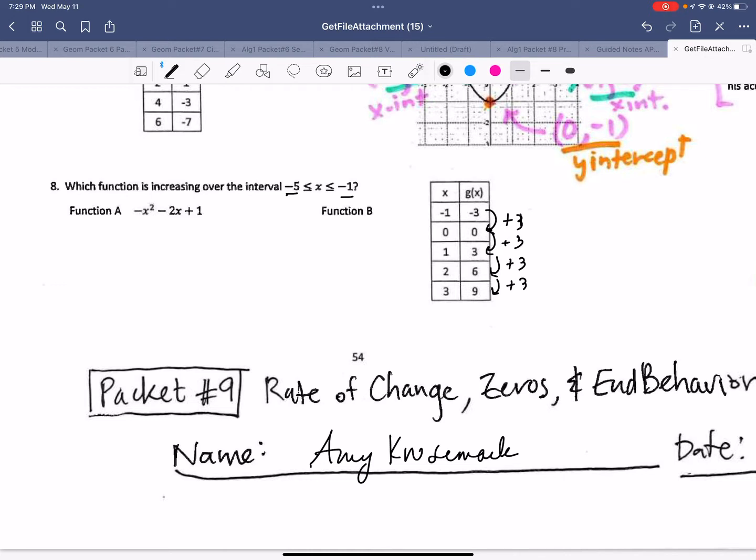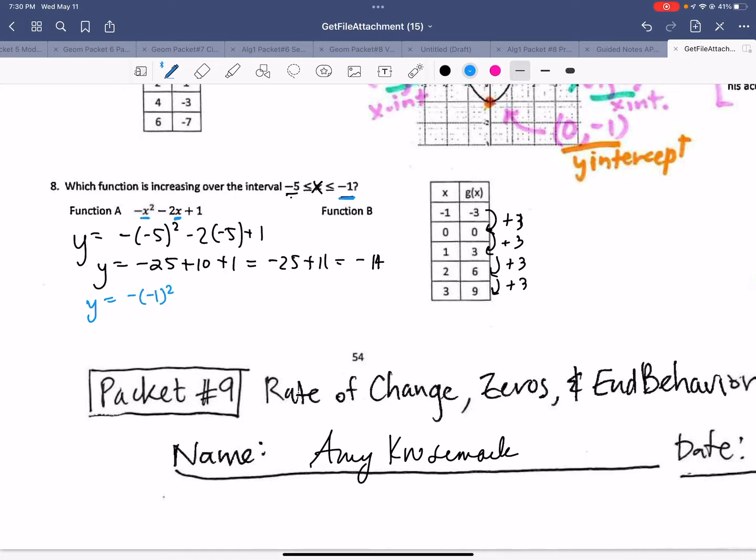If we plug in -5 for x, so -5 squared, -5 plus 1, we get -25 plus 11, which would be negative 14. And now let's look for it at -1. So y equals -1 in my x. So I'm just substituting where I see the x. So we get -1 plus 2 plus 1. So we get 2.